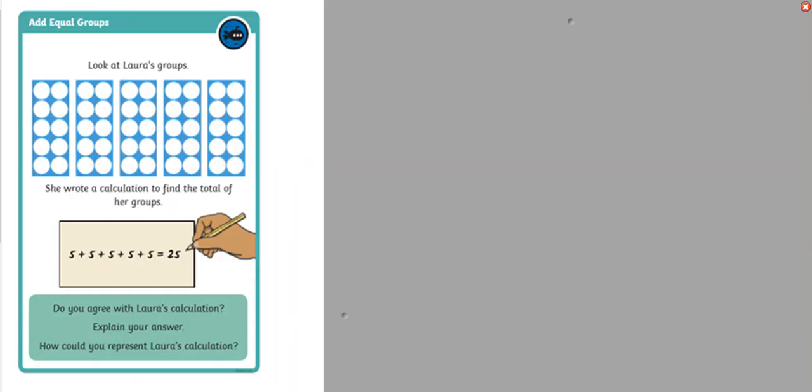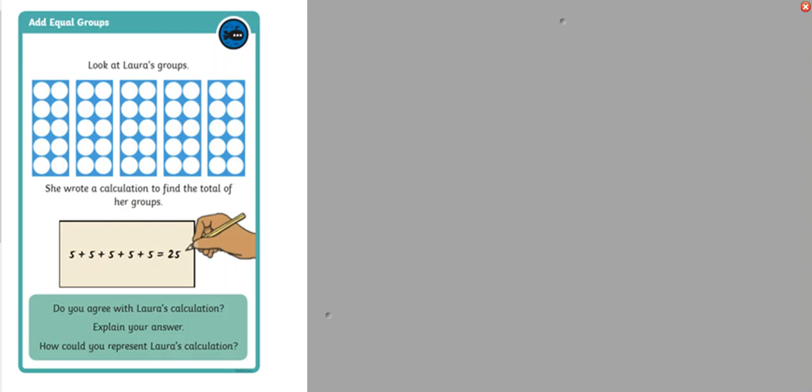Okay, well, let's have a look at this one now. So we're coming to the more tricky questions. So look at Laura's groups. She wrote a calculation to find the total of her groups. So she's done 5 add 5 add 5 add 5 add 5, which is 25. Do you agree with Laura's calculation? Explain your answer. How could you represent Laura's calculation?